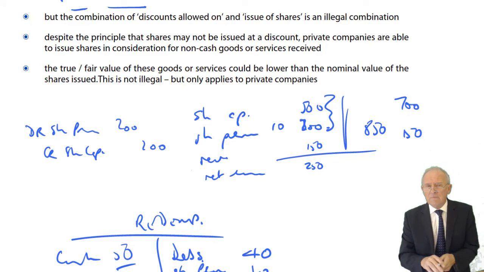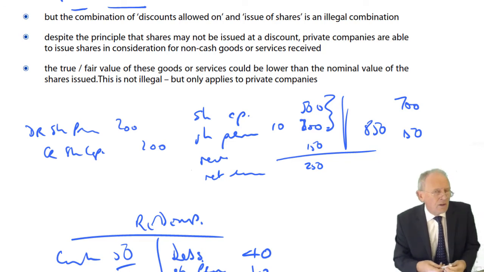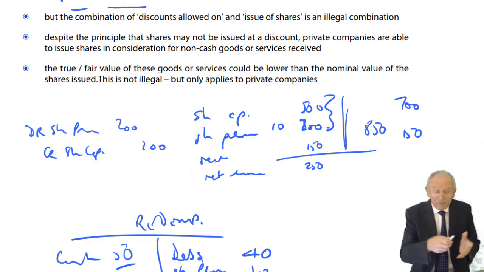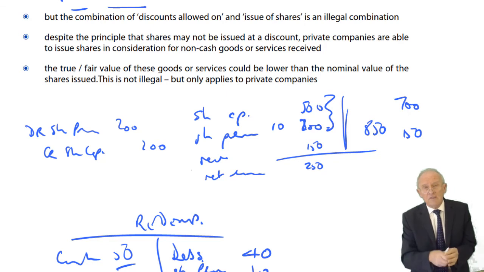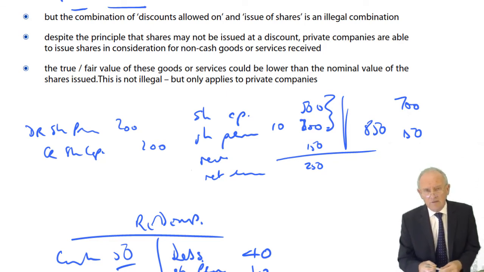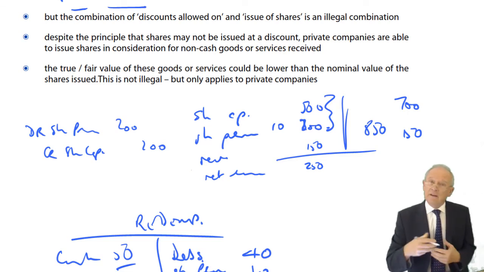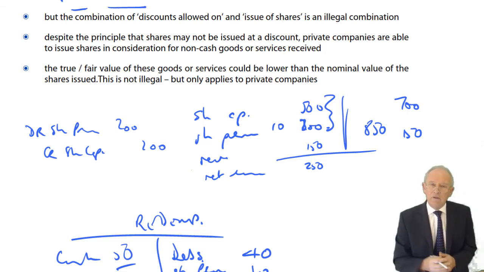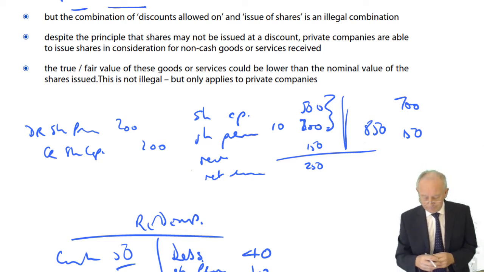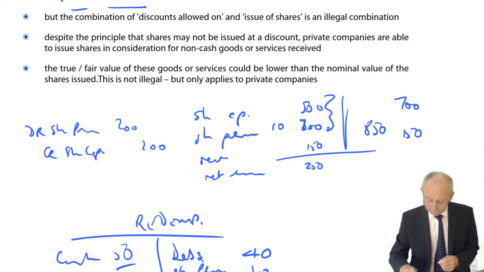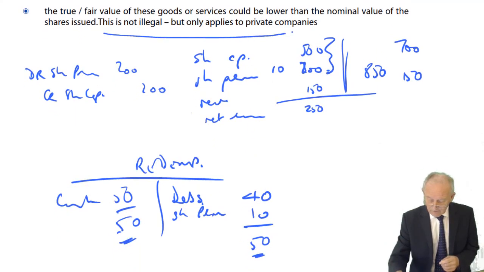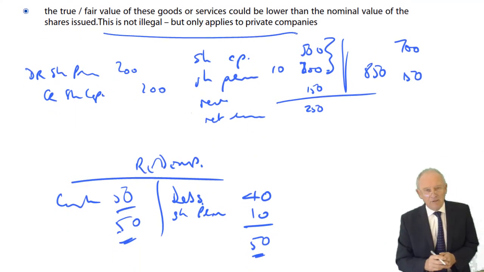It would be immediately, so we'd credit share capital with the full dollar, and we would debit whatever it was that we were receiving, tangible non-current assets, for instance, at the full dollar. We can't create a discount on share account because you can't issue shares at a discount. But private companies can effectively, by issuing shares in respect of non-cash consideration. It's not illegal, but it only applies to private companies.